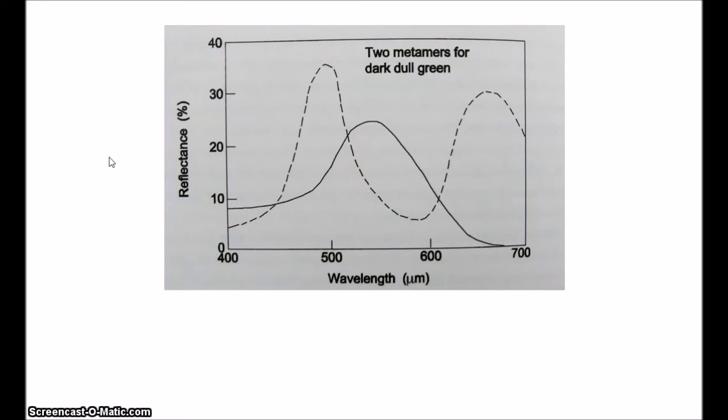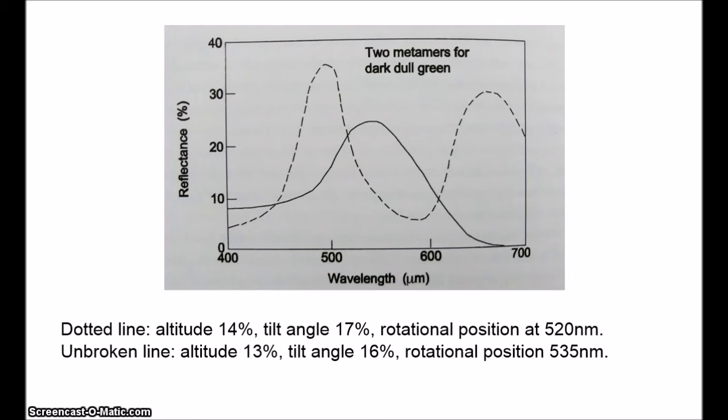So here are two metamers for green, a dark, dull green. Now we can roll each of these into a cylinder and work out the ellipse for each one. Churchland calculates the ellipse for the dotted line as having an altitude of 14%, a tilt angle of 17%, and a rotational position of 520 nanometers. For the other line, Churchland calculates the altitude at 13%, a tilt angle of 16%, and a rotational position of 535 nanometers. So they're not exactly the same, but the differences are minor. So it would seem reasonable to class these as the same colour.